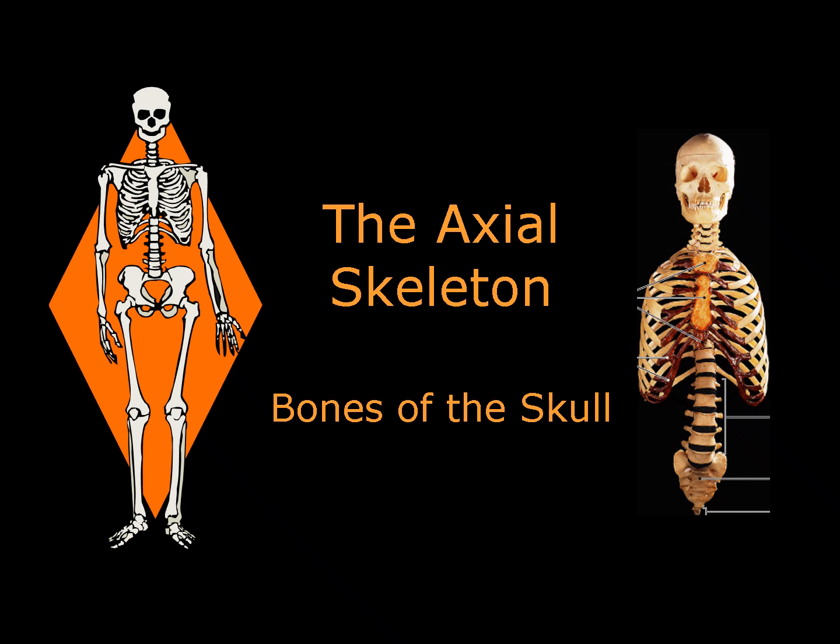The adult human skeleton consists of 206 bones which are grouped into the axial and appendicular skeletons. The axial skeleton consists of the skull, vertebrae, and thoracic cage, sternum, and ribs. In this lecture, we will concentrate on the human skull.